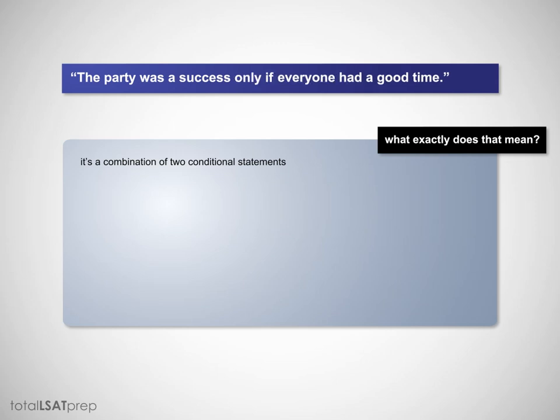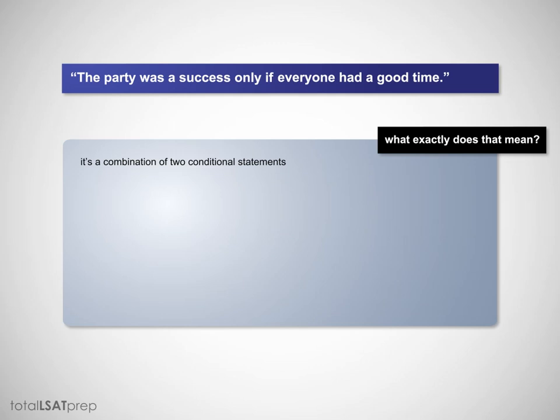And this is the other of the two conditional statements. The party was a success only if everyone had a good time. Here, only the necessary condition has a necessary condition indicator, and it's only if. So the first part of the sentence, the party was a success, is a sufficient condition without a sufficient condition indicator.